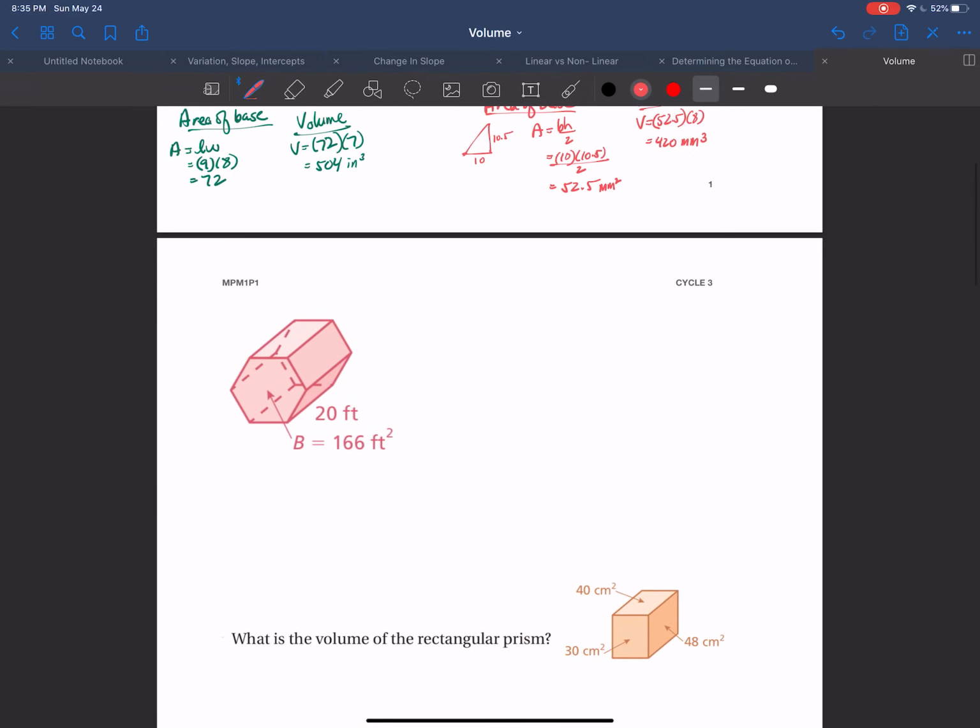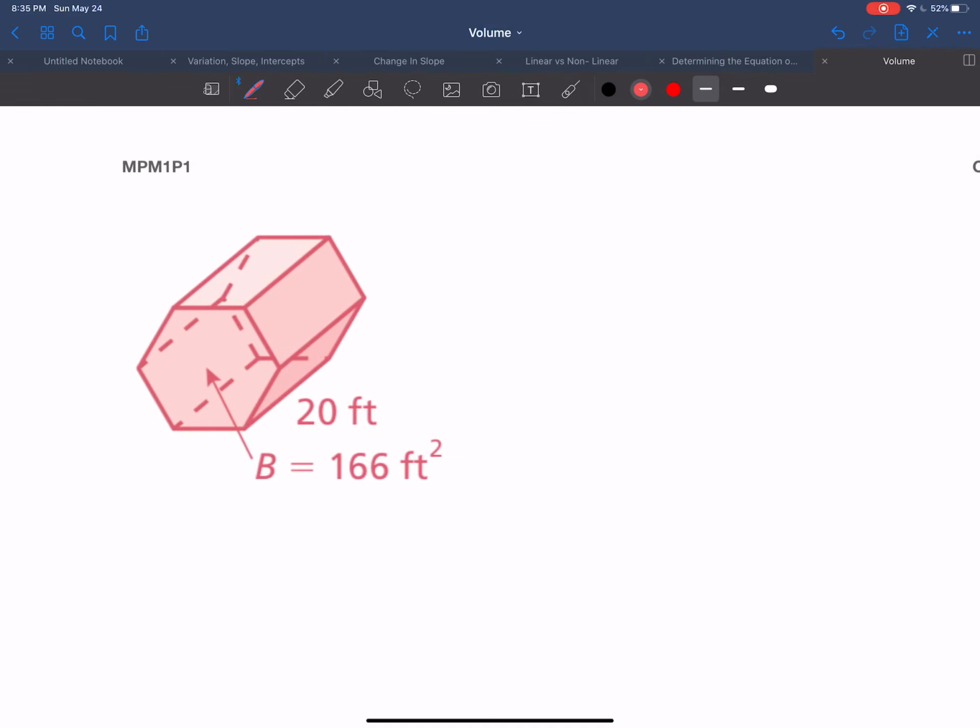Okay, let's go to our next shape here. So this is a 6-sided shape. It's a hexagon. But you'll notice that it says 166 feet squared. So we've already been given the area of the base. I know that because it says squared. So I don't need to calculate it. I know the area of the base, which means that the 20 feet is there. That's the height.